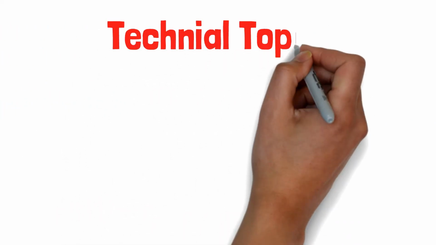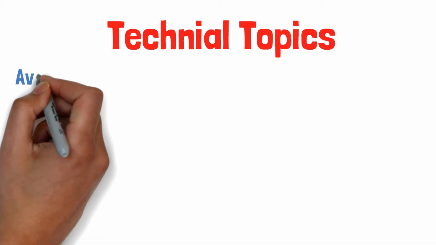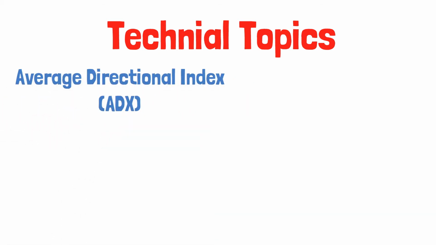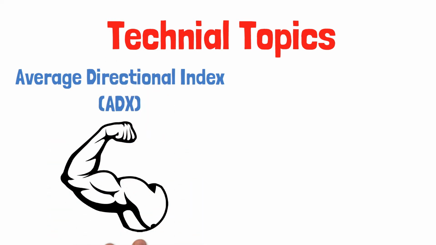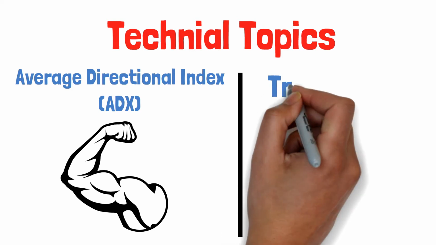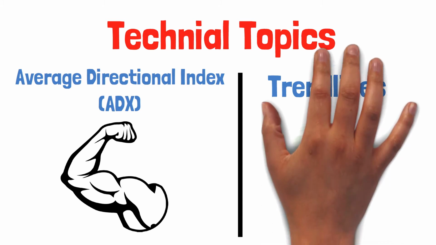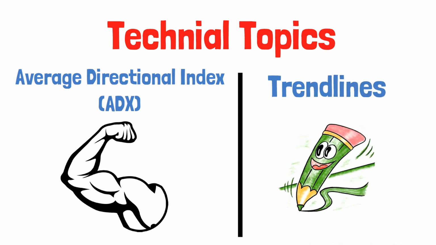Technical analysis topics. ADX, Average Directional Index. ADX has a separate chapter in the book covering all the nitty-gritties. It is used to identify whether the market is trending or trading and to estimate the strength of the trend in case of trending markets. Trendlines. The book gives a step-by-step guide on how to draw trend lines and the do's and don'ts while drawing and interpreting the trend lines.